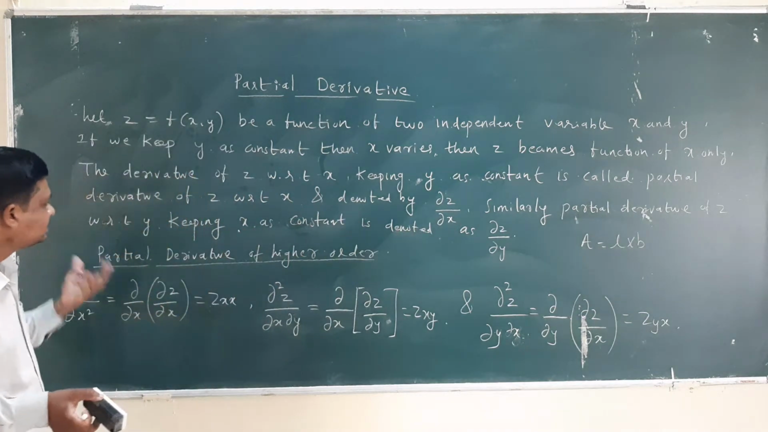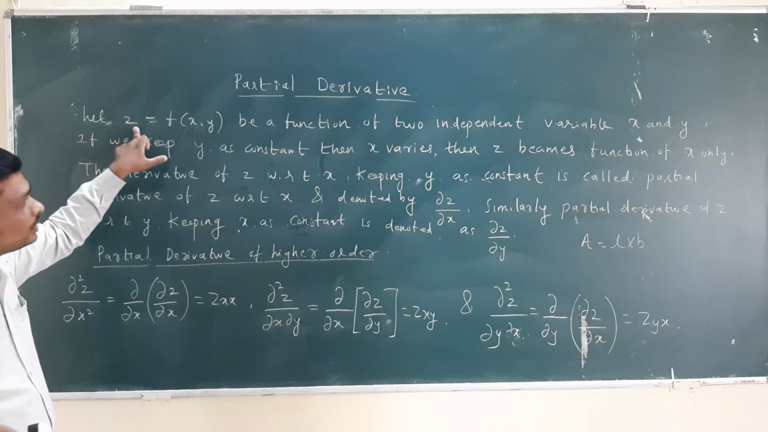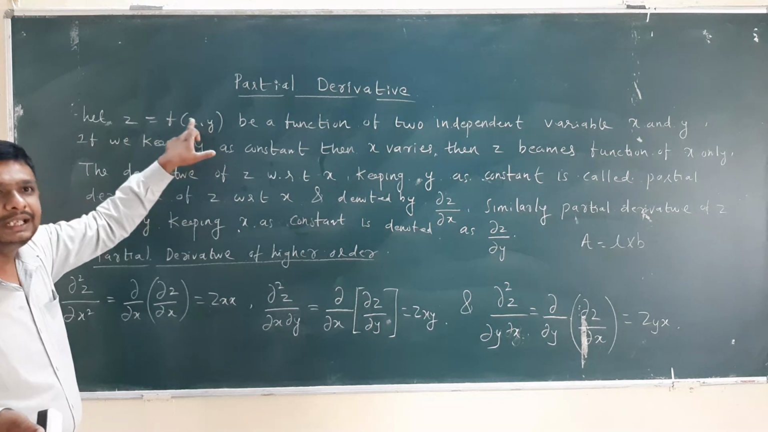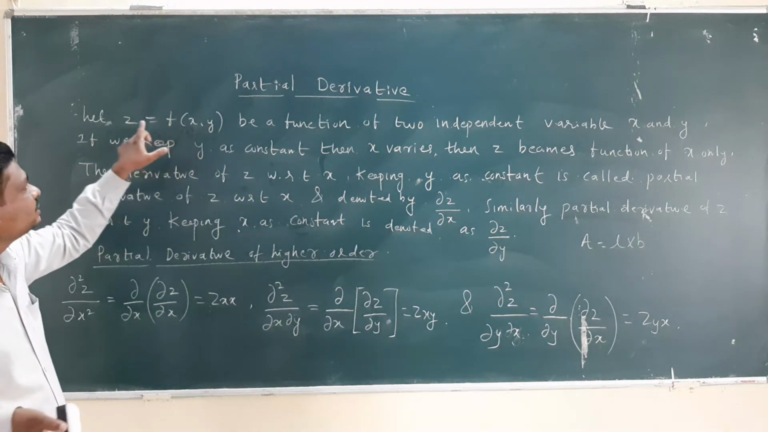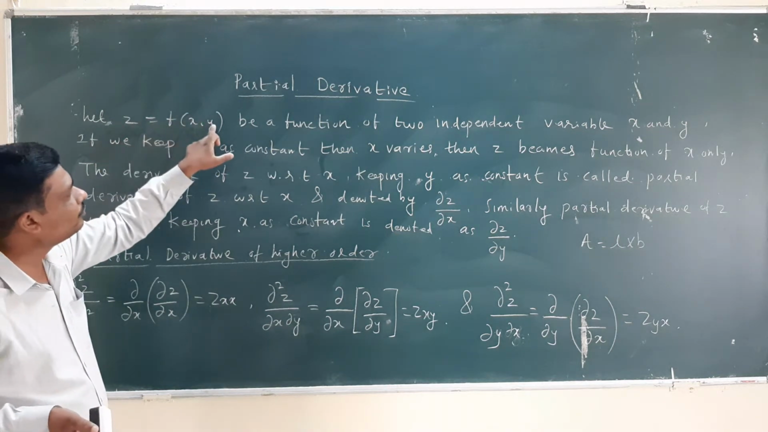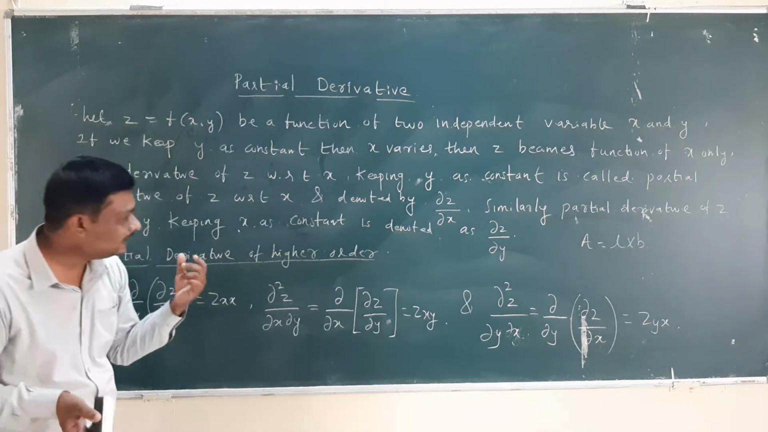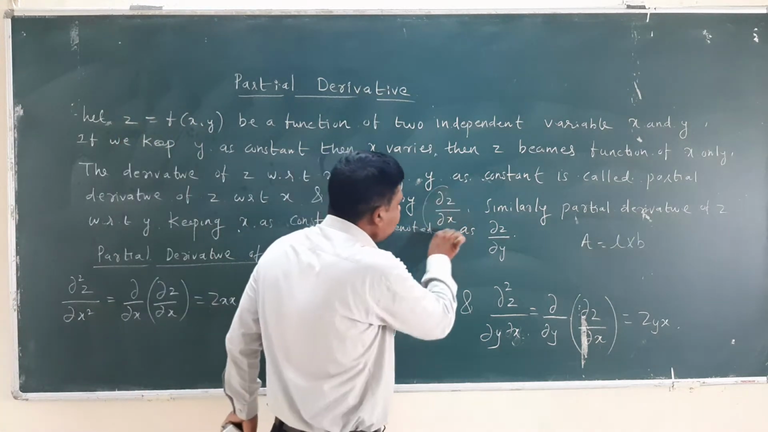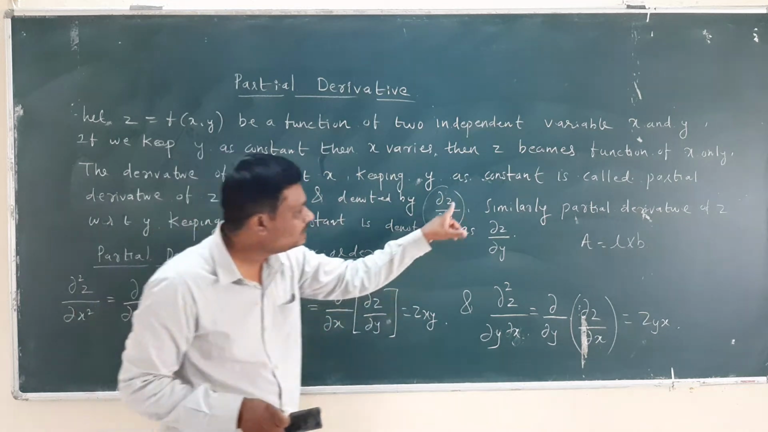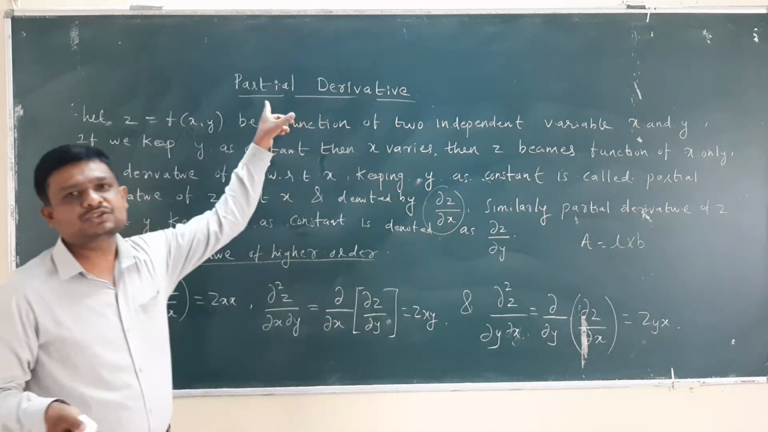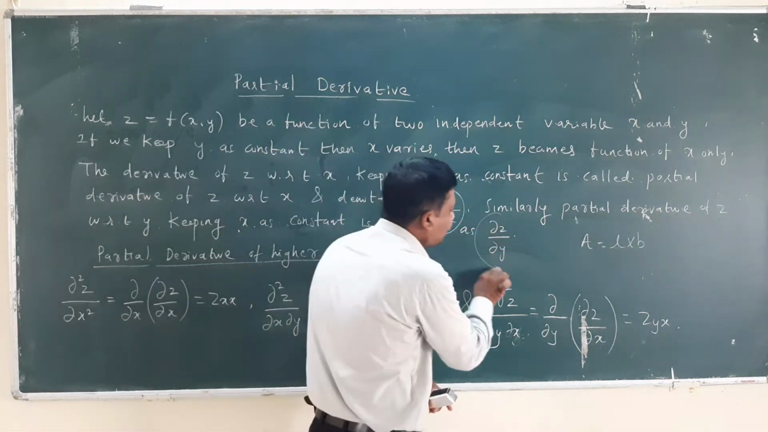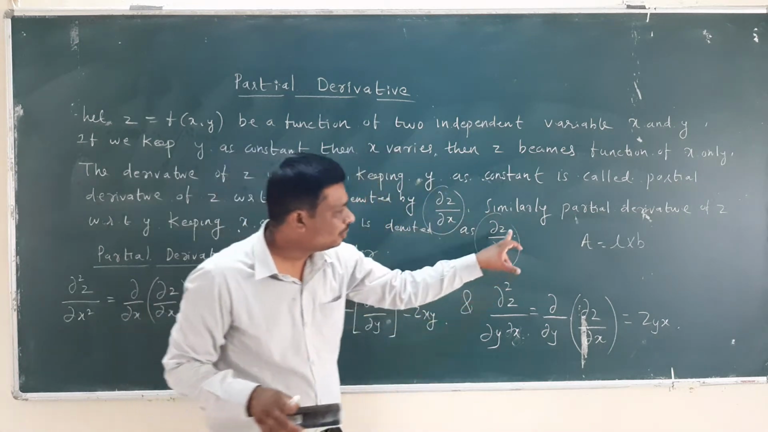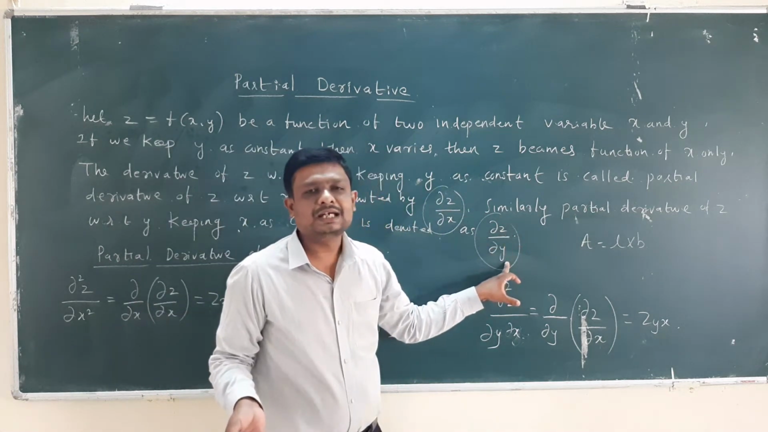And vice versa. Similarly, the derivative of z with respect to y, taking x as constant, is called the partial derivative of z with respect to y. It is denoted by dou z upon dou x, that is z with respect to x, taking y as constant. Here dou z upon dou y is the derivative of z with respect to y, taking x as constant.